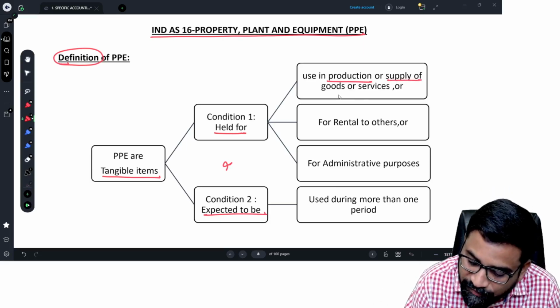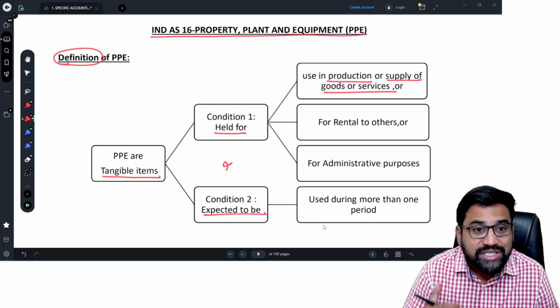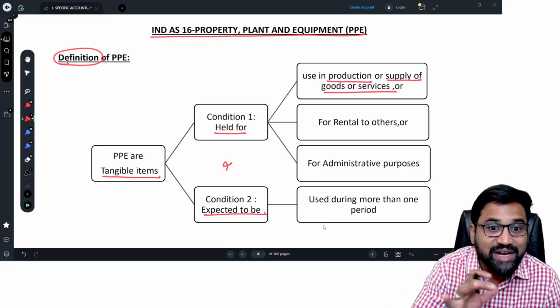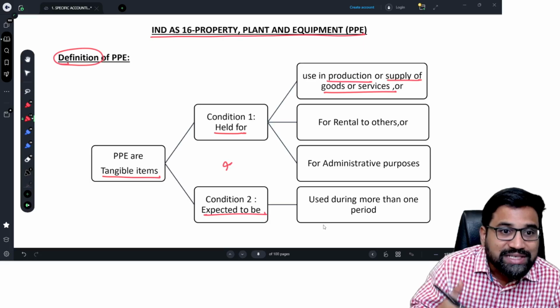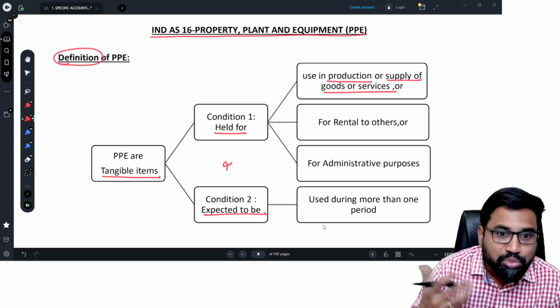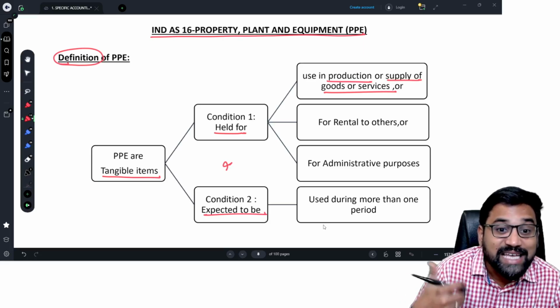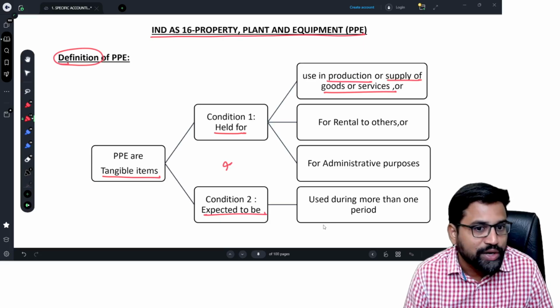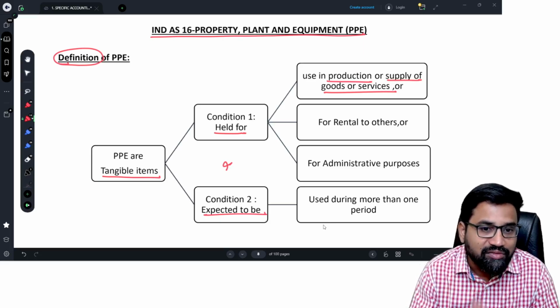Or supply of goods or services. Any asset which is used for supply of goods or services, for example vehicles we use for supply of goods, or maybe for example we are using computer systems, mobile phones, laptops for supply of services. For example, ours is a service oriented organization. How can we render our services?